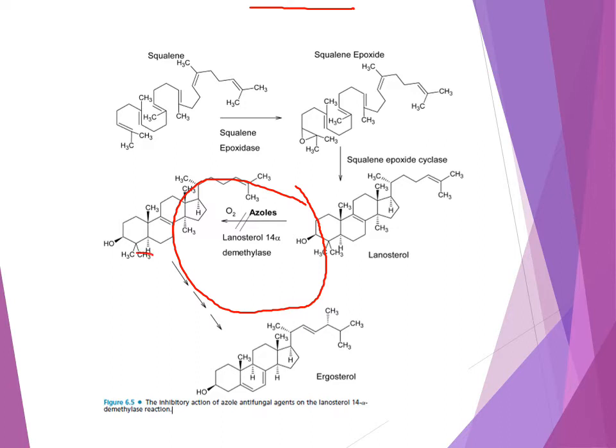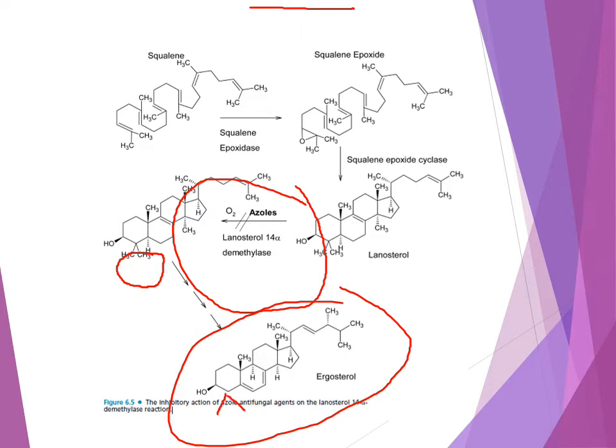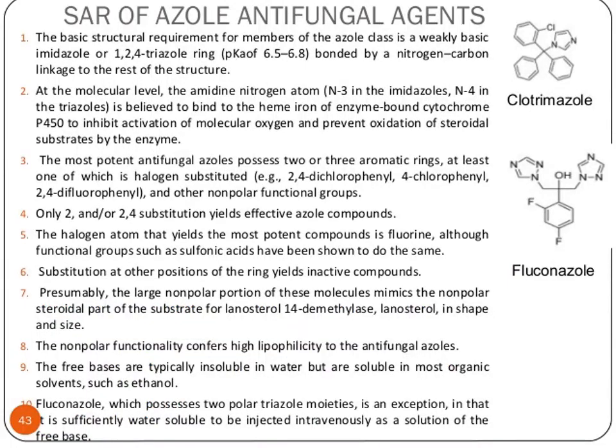Ito po. Yan. So pag na-prevent yan, walang mo-form na ergosterol. Sa ating ergosterol kasi wala po tayong methyl group dito. Yan, just compared to our lanosterol. So, ginagawa ni Azole, prevent niya yung pagtanggal ng methyl group dito para walang ma-form na ergosterol. Diba, ang ergosterol, yun po yung sa cell wall ng ating fungi.